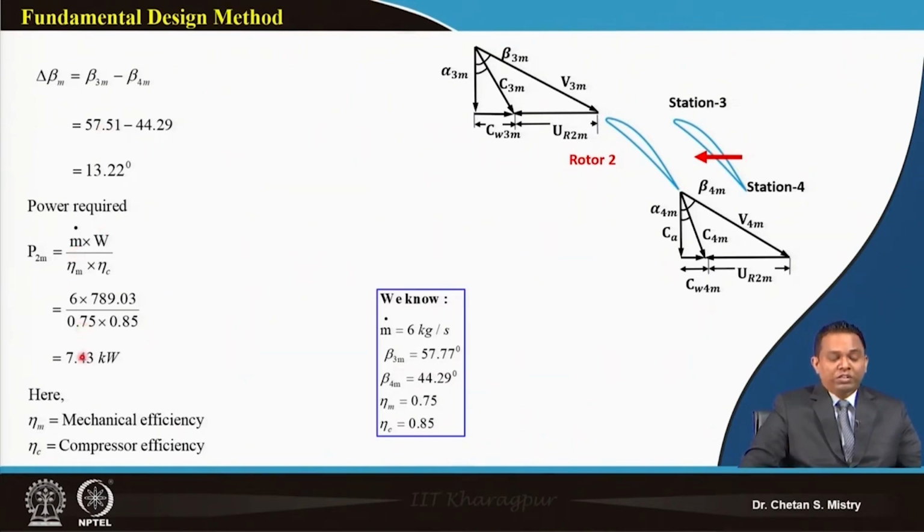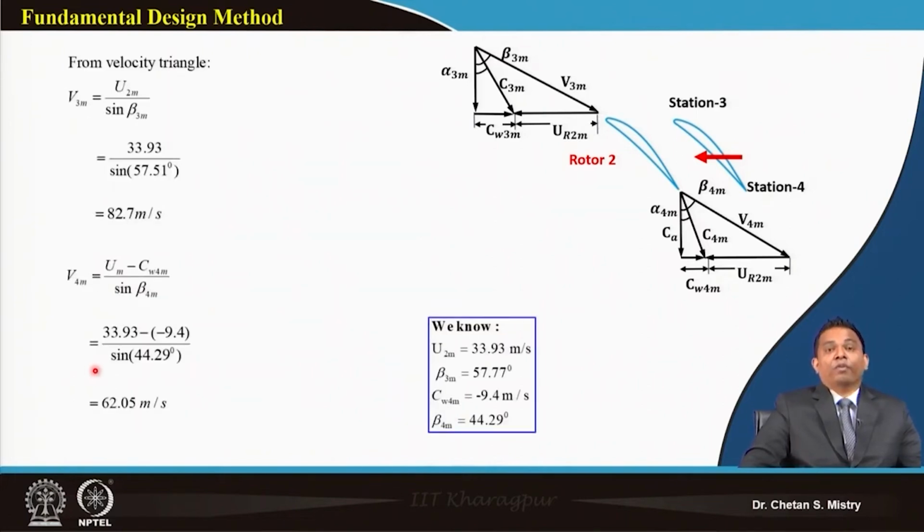So here, again we are assuming our mechanical efficiency for rotor 2 also to be 75%, and our efficiency for the compressor we are assuming 85%, and that's coming to, say, 7.43 kilowatt. Now once the flow angles are known to us, we can do our calculation for the relative velocity components. So this relative velocity component we can calculate based on u2 by sin beta 3, okay, and that's coming to, say, 82.7 meter per second.